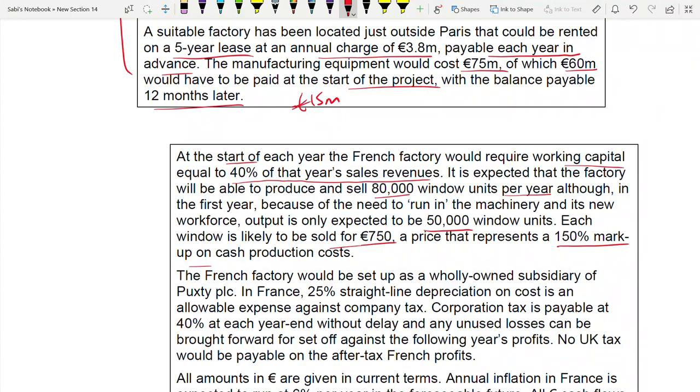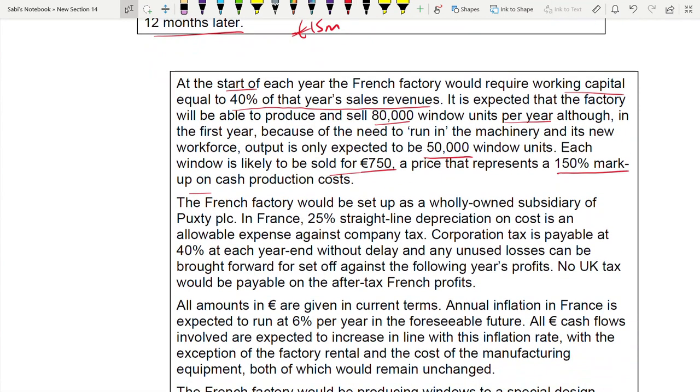The French factory would be set up as a wholly owned subsidiary of this one in France. 25% straight line depreciation is an allowable expense. Corporation tax is 40%, payable without delay, and any unused losses can be carried forward and set against future profit. No UK tax would be payable on the after-tax French profit.